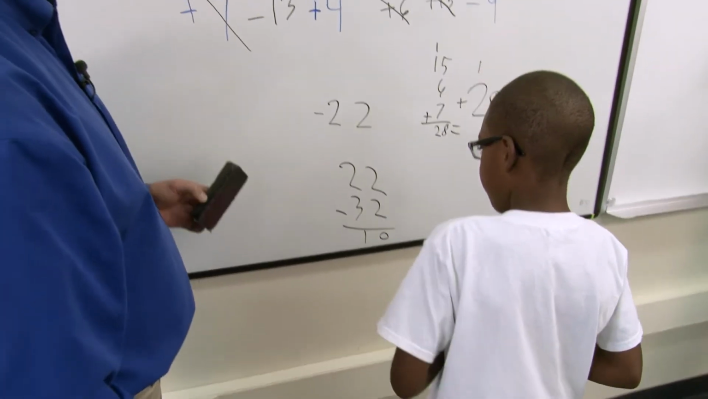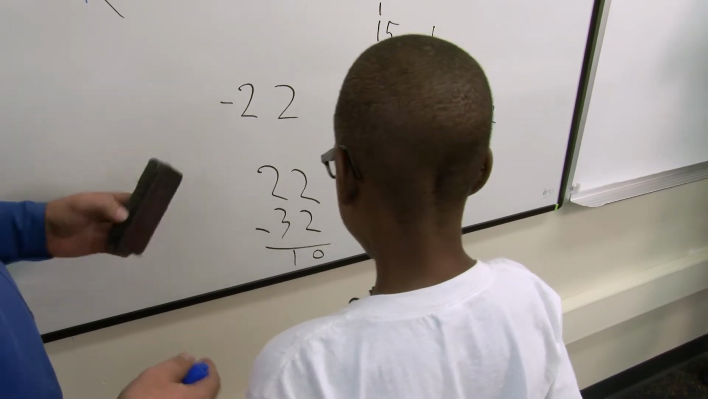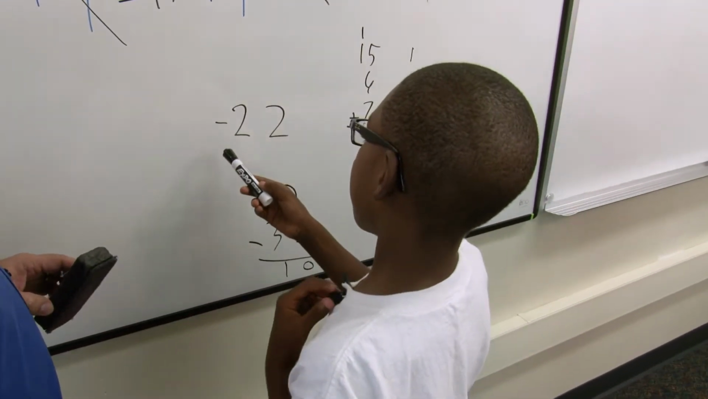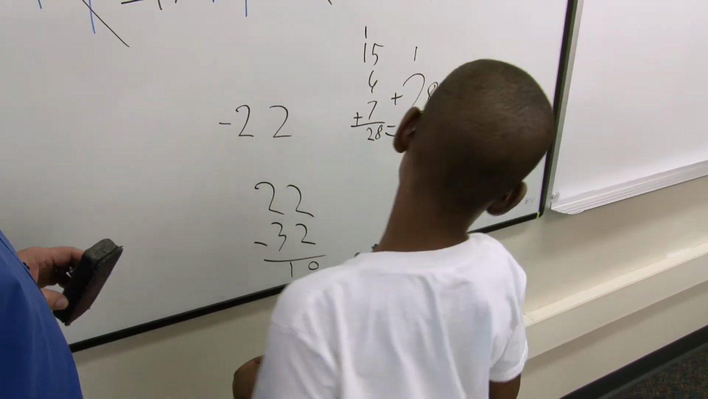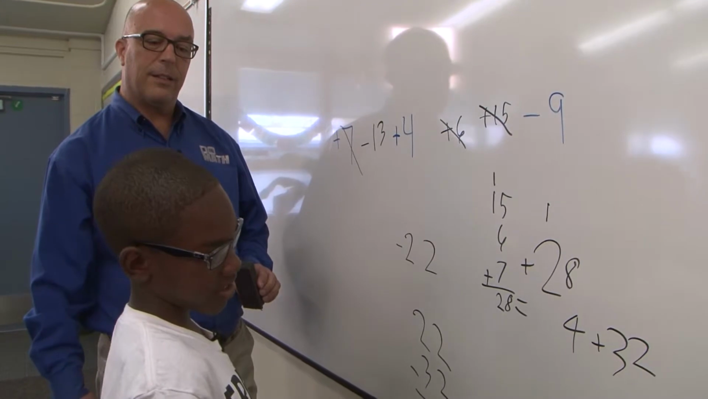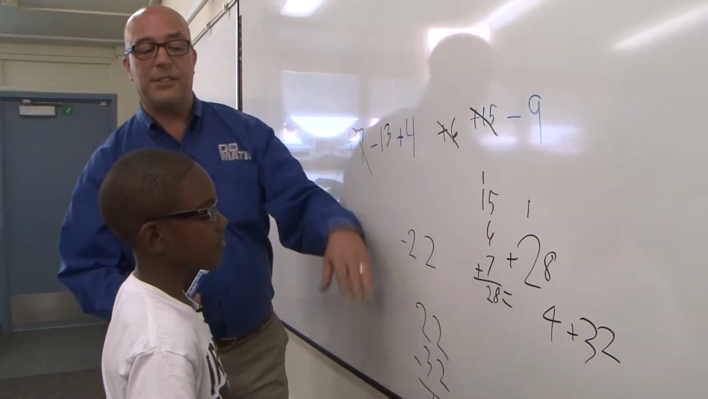Positive. How do you know it's positive? You're correct, but how do you know that? Is there a way that you can justify that or prove that? The negative 22 is less than 32. Perfect. You know what? You did that exactly right.